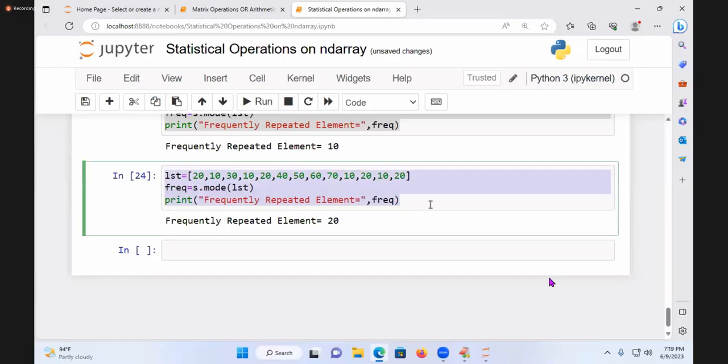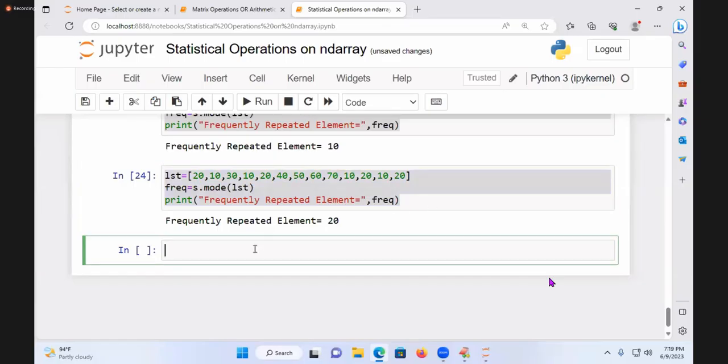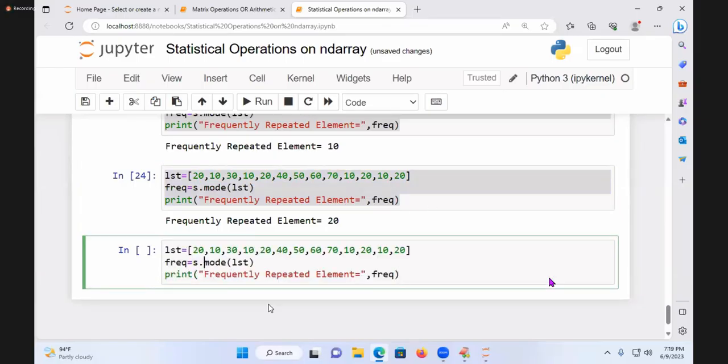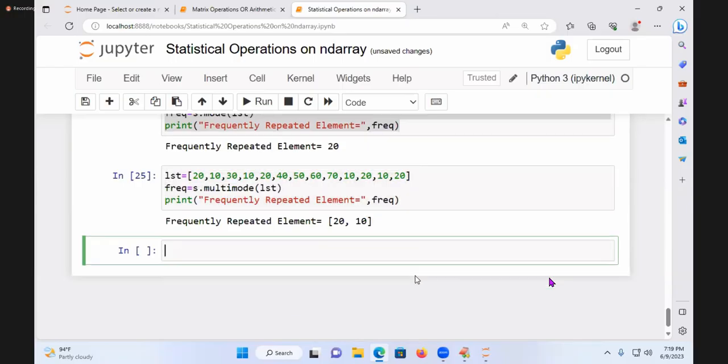Come on, already explained the function. Multi-mode. See, certain things now you have to get by yourself. Multi-mode: multi means equal. 3 elements may be repeating the same number of times, 4 elements may be repeating the same number of times. That time how to get, sir? See, what elements are coming? 20, 10 or 10, 20, whatever order it is going to come.